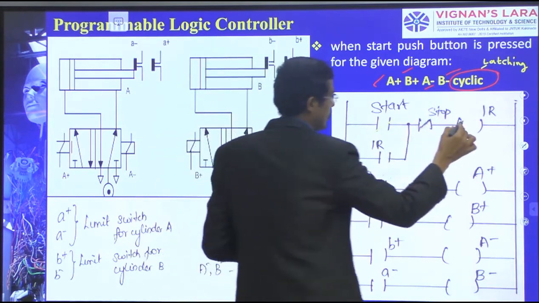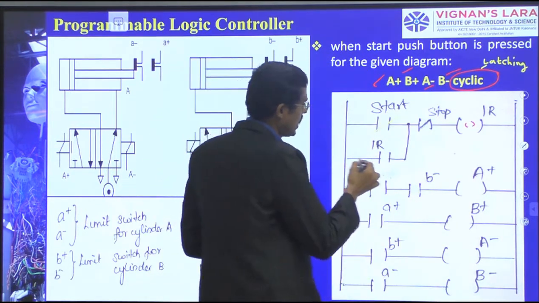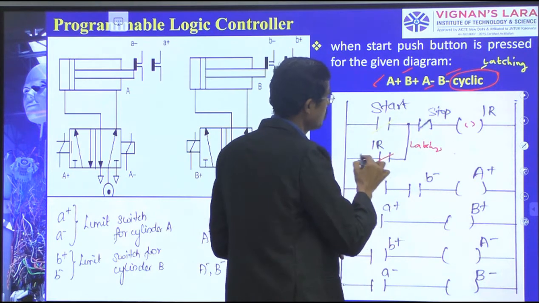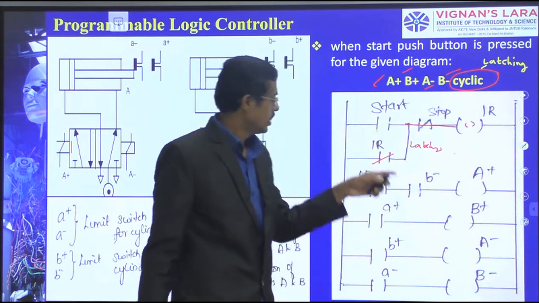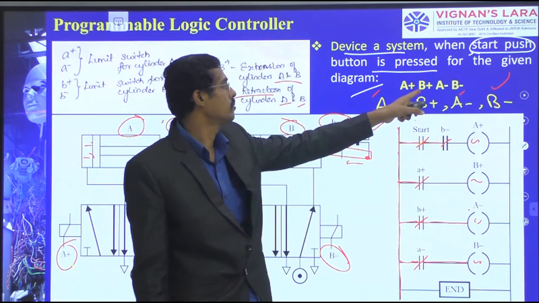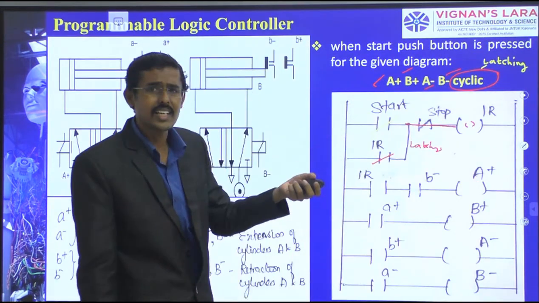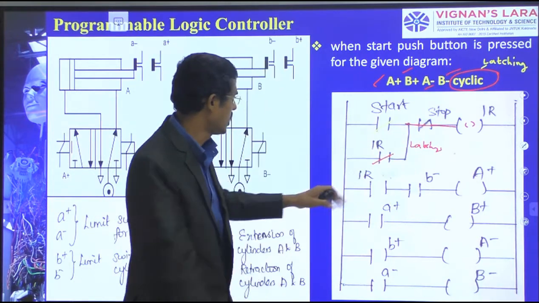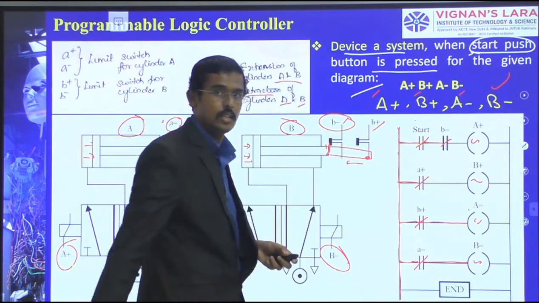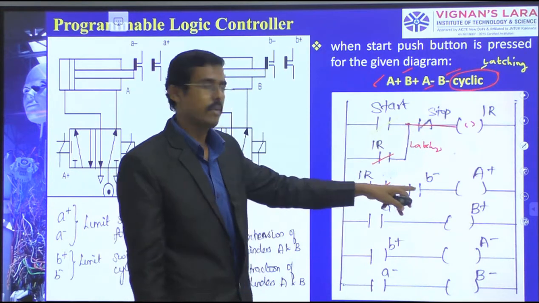Now I have connected an internal relay, and the internal relay is again making a latching, and then it is going to connect there. All other diagrams are as usual from the previous one, because A plus, B plus, A minus, B minus. It should be cyclic. I have added a latching treatment. See, the internal relay has been connected here. Here we have a start and B minus. Here we have an internal relay and B minus.